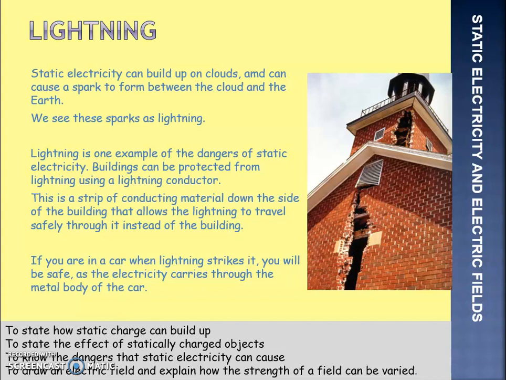And buildings can be protected from this by using what's called a lightning conductor. All that is a strip of conducting material, like a piece of metal or rod of metal, down the side of the building. And that lets the lightning travel safely through that rod rather than the building itself. Again, when you're in a car and lightning strikes it, you'll be safe because the electricity carries through the metal body of the car.